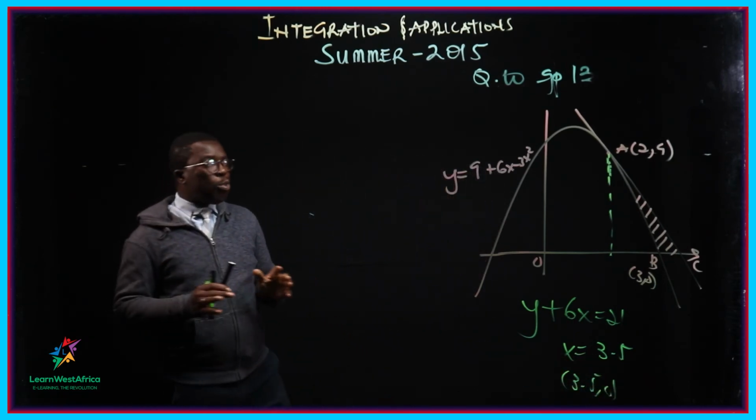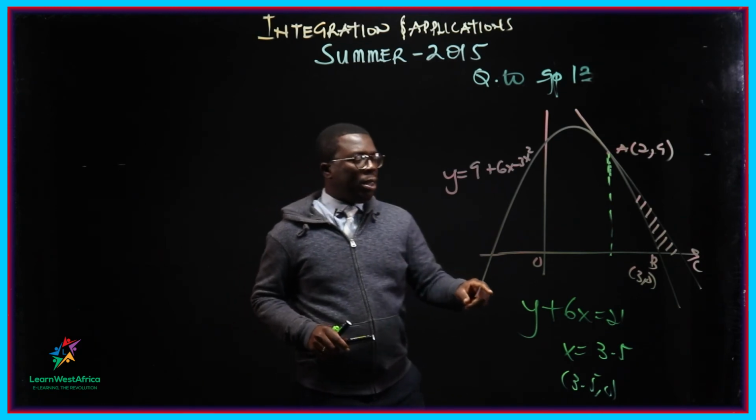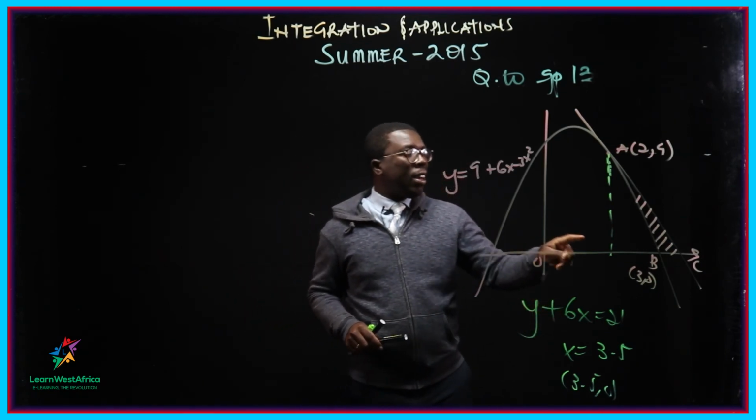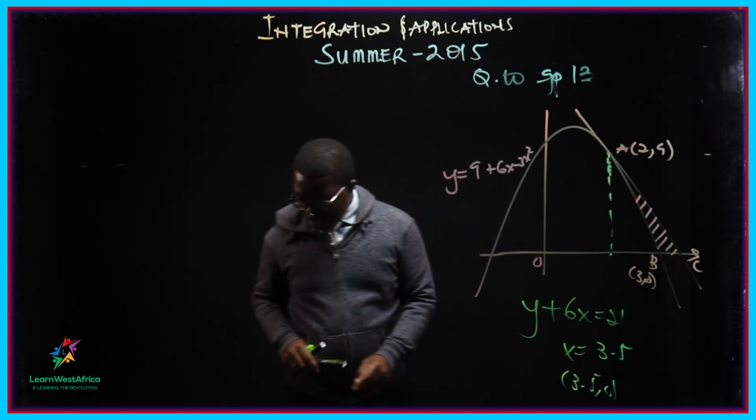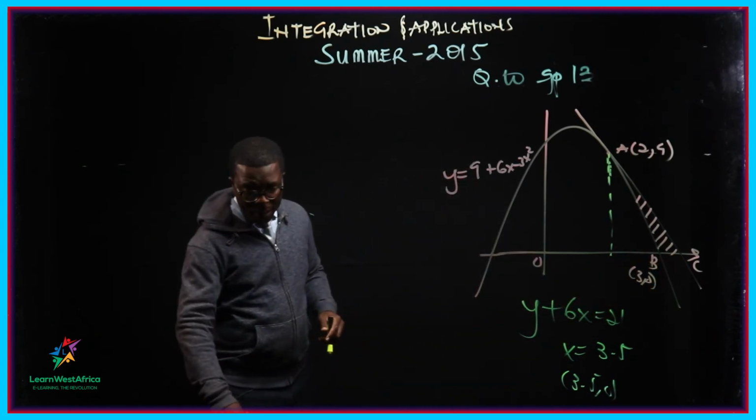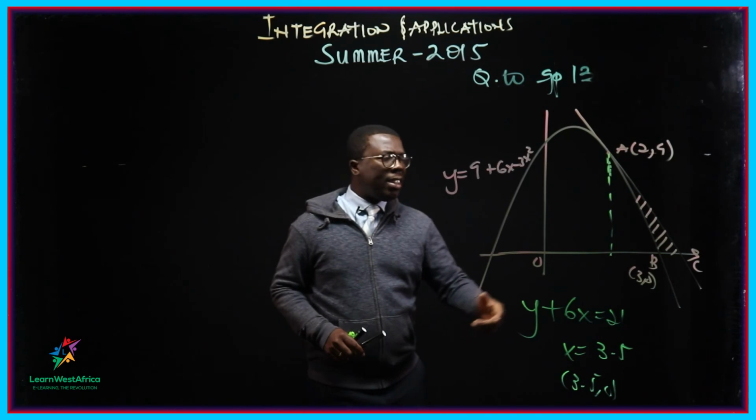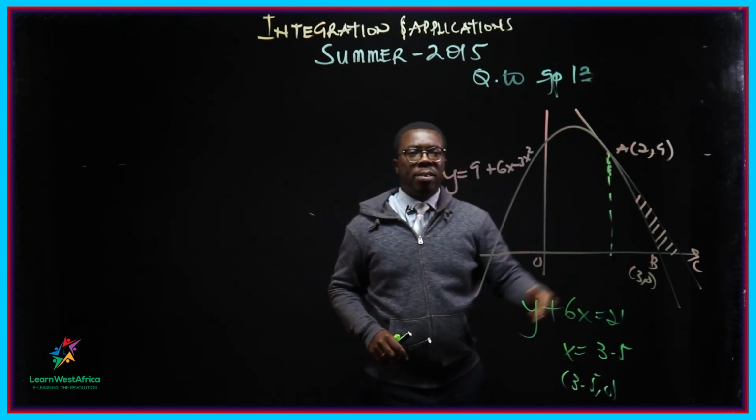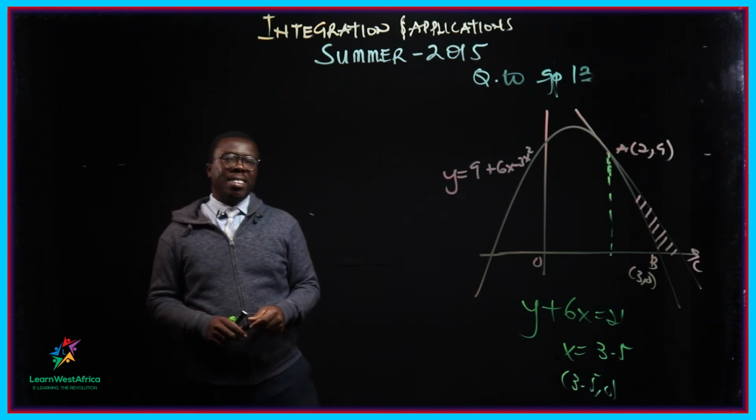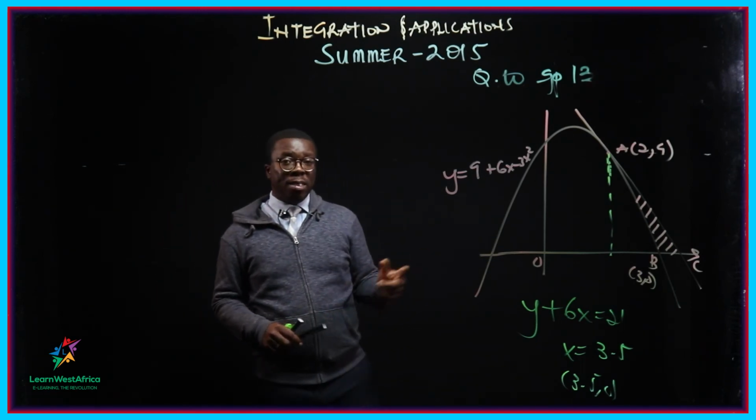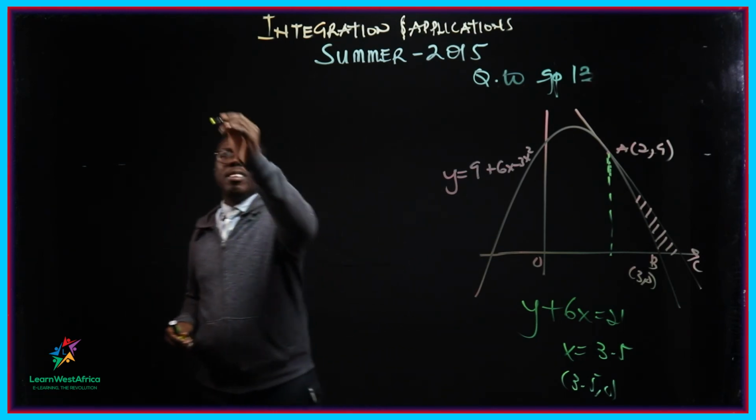Now, some of you may choose to use integration to integrate the tangent from 2 to 3.5. That is fine. But it is also obvious that this is a triangle. So for a triangle of this nature, what do we do? Half base times height. Half base times height.